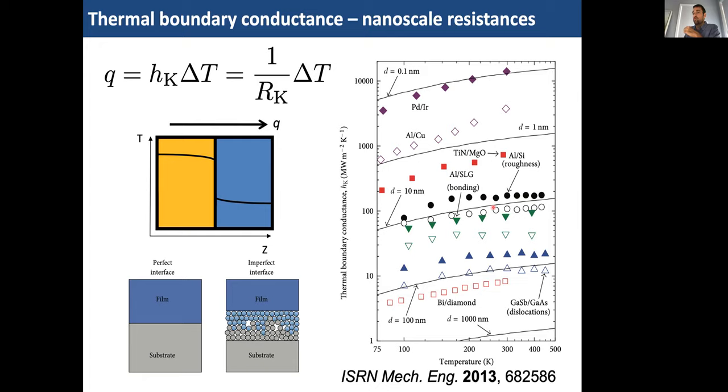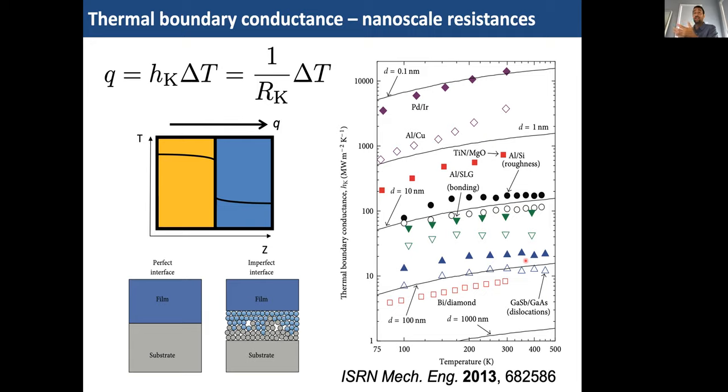So for example, if there's roughness at the aluminum silicon interface, the thermal conductance drops by a factor of two. The resistance goes up by a factor of two. If you have bonding, like in this example, the green triangles, which was aluminum on graphene, if you're able to increase the bond strength from aluminum directly on graphene to now aluminum on oxygen functionalized graphene, the conductance increases by a factor of two. Conductance or resistance reduces by a factor of two due to that increased bonding. Similar thing we found with dislocations. Dislocations can impact the thermal boundary resistance.